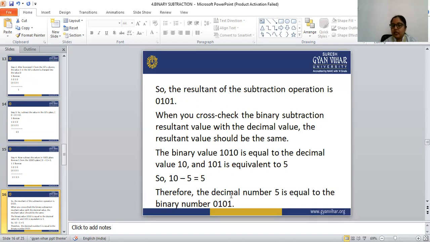Therefore, the decimal number 5 is equal to the binary number 0101. When the number is written in this manner, we can remove this leading 0. So only 101 is the correct answer. 101 is equal to decimal number 5.